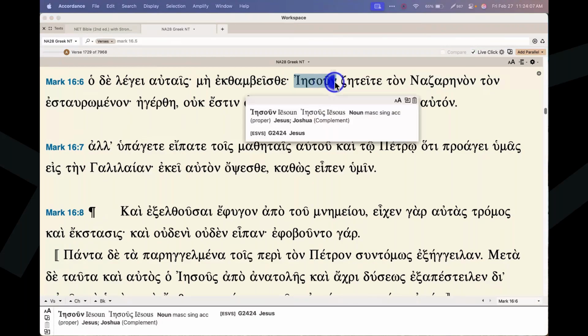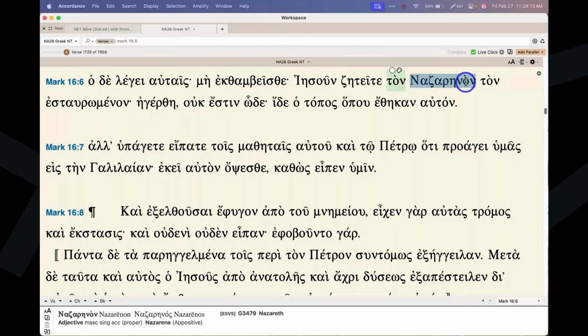Notice we've got this new ending here for Jesus in the accusative. We've got ton for accusative, on, ton again, and on. So all of this is about Jesus. Jesus the Nazarene, who was crucified, you were looking for. He has raised, or he has been raised, or he has risen, like a punctiliar event. Like this is a snapshot of the action with the aorist here. Ouk estin hode, he is not here. Ide, behold, or look, or check it out. Ho topos, the place, hopou, where, ethekan auton, the place where they laid him.